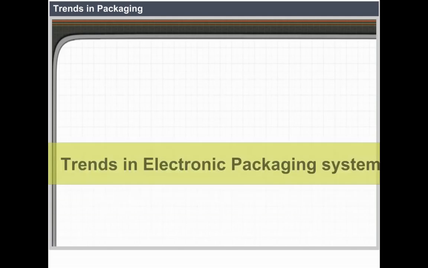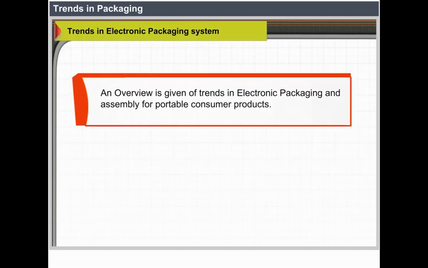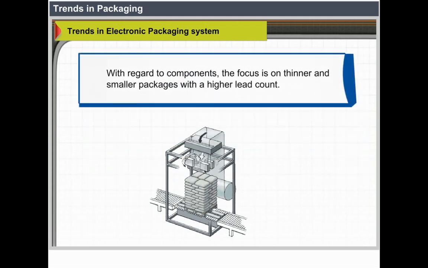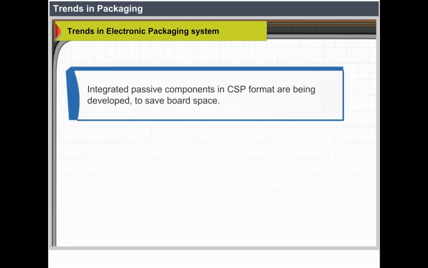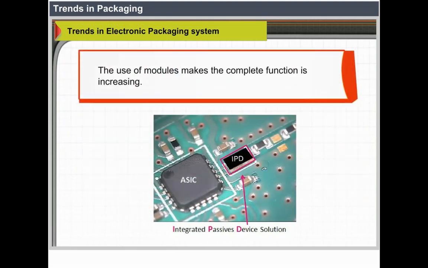Trends in packaging. Trends in electronic packaging systems. An overview is given of trends in electronic packaging and assembly for portable consumer products. With regard to components, the focus is on thinner and smaller packages with a higher lead count. To save board space, integrated passive components in CSP format are being developed. The use of modules that provide a complete function is increasing.